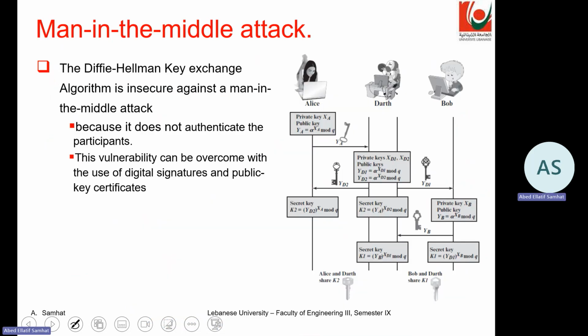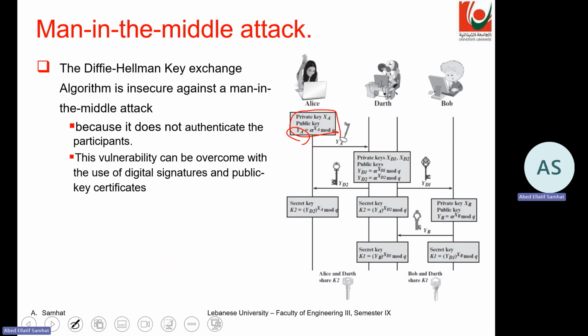Another attack is possible even with large numbers. As I said, large numbers avoid any brute force attack, but here is what we call the man-in-the-middle attack, where we don't have authentication between the participants. This will generate vulnerabilities. In this case, let's say Alice, as we said, generated YA. I will not repeat the private key steps; you are aware of them.